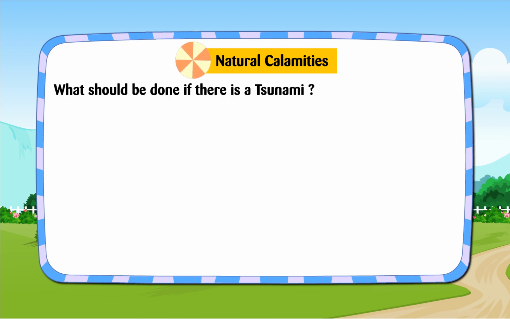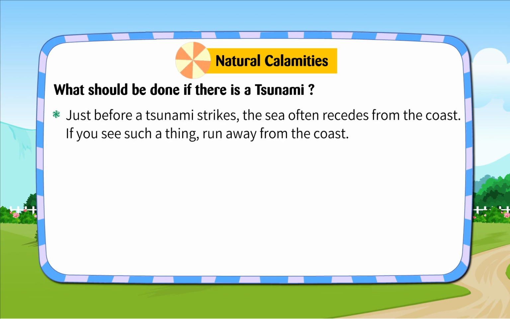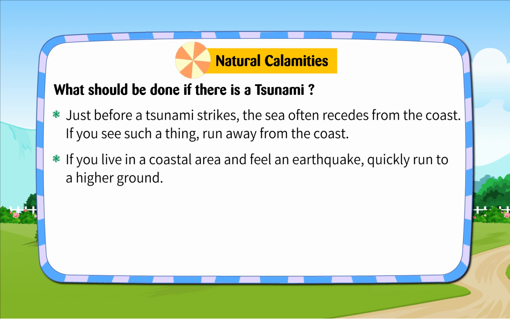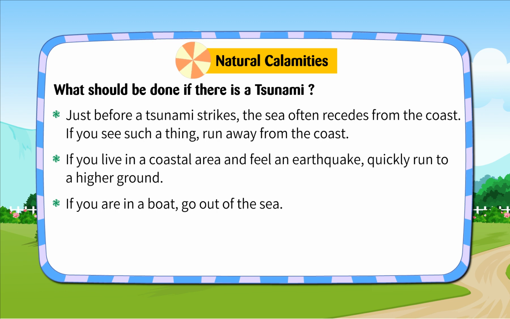What should be done if there is a tsunami? Just before a tsunami strikes, the sea often recedes from the coast. If you see such a thing, run away from the coast. If you live in a coastal area and feel an earthquake, quickly run to higher ground. If you are in a boat, go out to the sea.